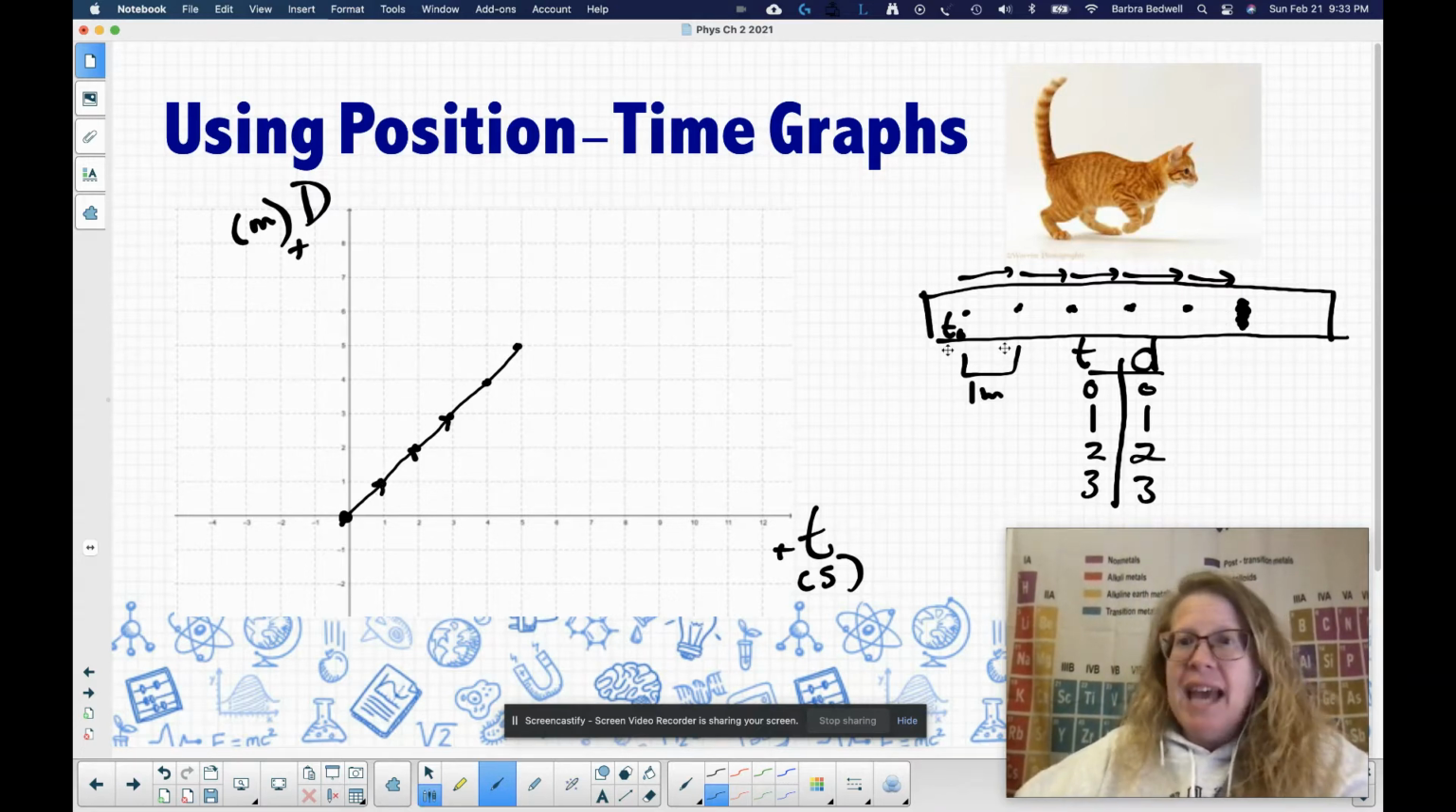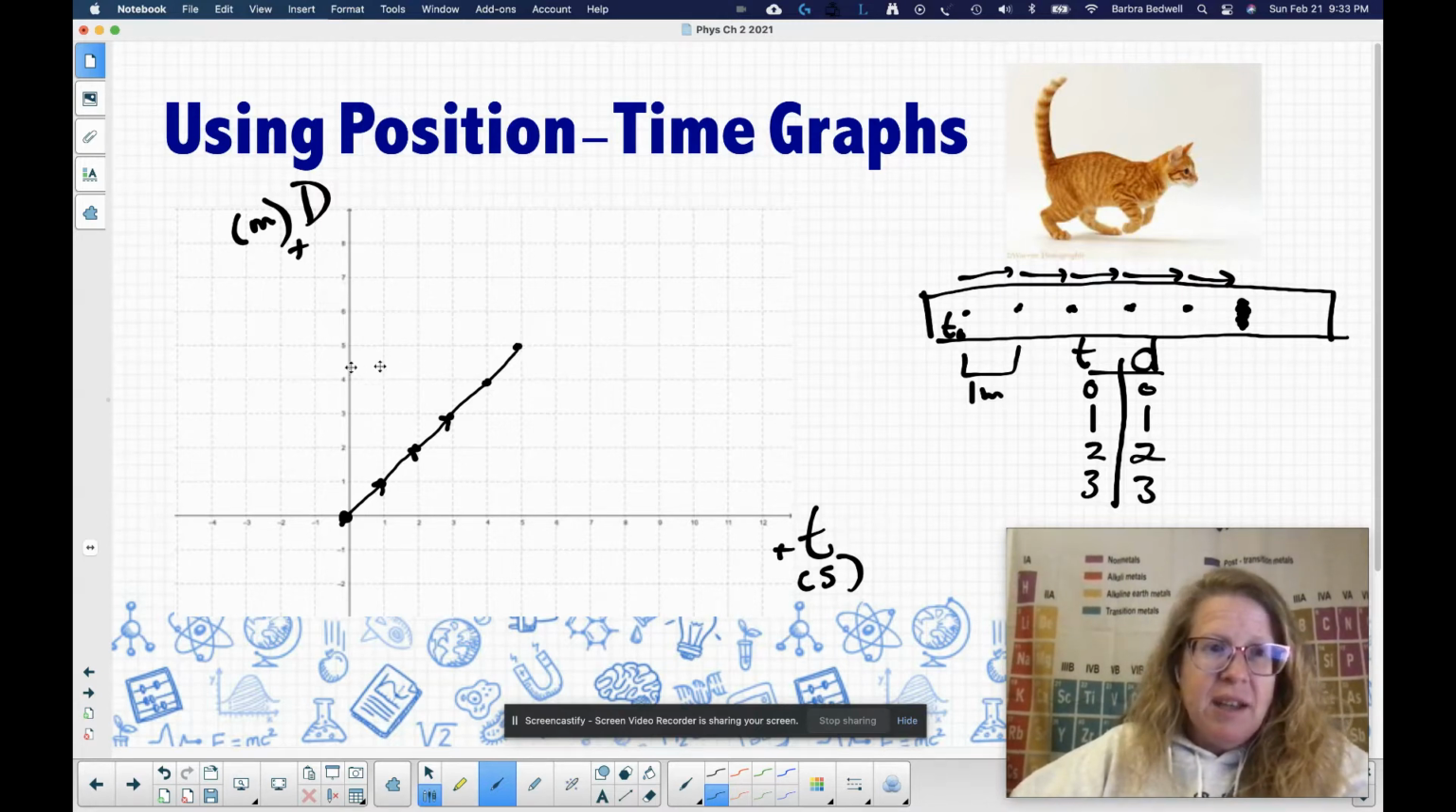Well, if it's at the same spot for 3 or 4 or 5 seconds, at t equals 6, what position is it still at? Again, this is distance, right? At 1 second, it's at 1 meter. At 2 seconds, it's at 2 meters. 3 seconds, it's at 3 meters. 4, it's at 4 meters. 5, it's at 5 meters. But now it's stopped. So at 6 seconds, it's still at 5 meters. And at 7 seconds, it's still at 5 meters. And at 8 seconds, it's still at 5 meters. And at 9 seconds, etc., it's still at 5 meters.